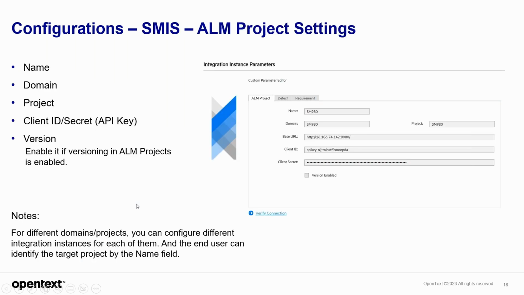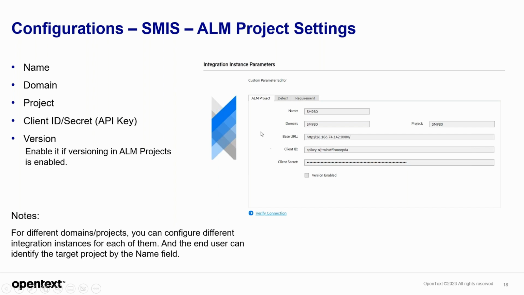And the configuration in SMIS is important. First, when you add an ALM integration instance, the configuration wizard will be launched. There is one general page to configure the interval time, passive log, the name of the integration instance, and others. After that, it will go to this page. This page is to configure the ALM project, defect settings, and requirement settings for ALM.